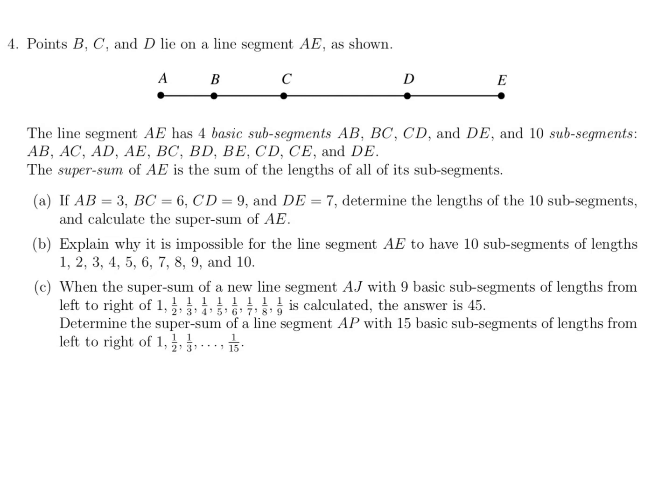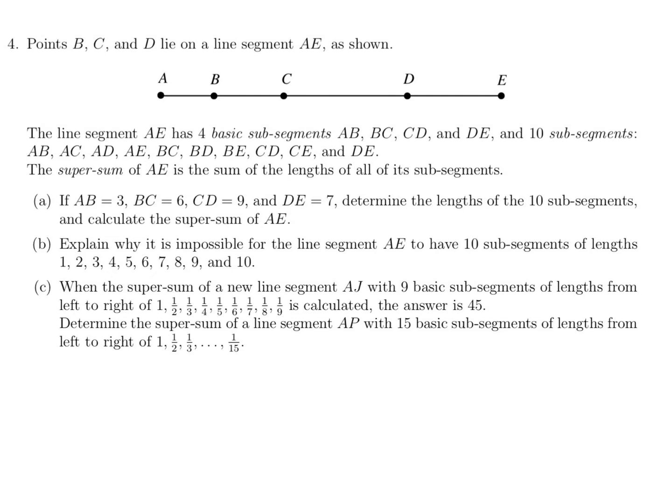Points B, C, D lie on AE as shown. The line segment AE has 4 basic subsegments and 10 subsegments. The supersum of AE is the sum of the lengths of all of its subsegments. If AB is 3, and so on, determine the lengths of the 10 subsegments and calculate the supersum.